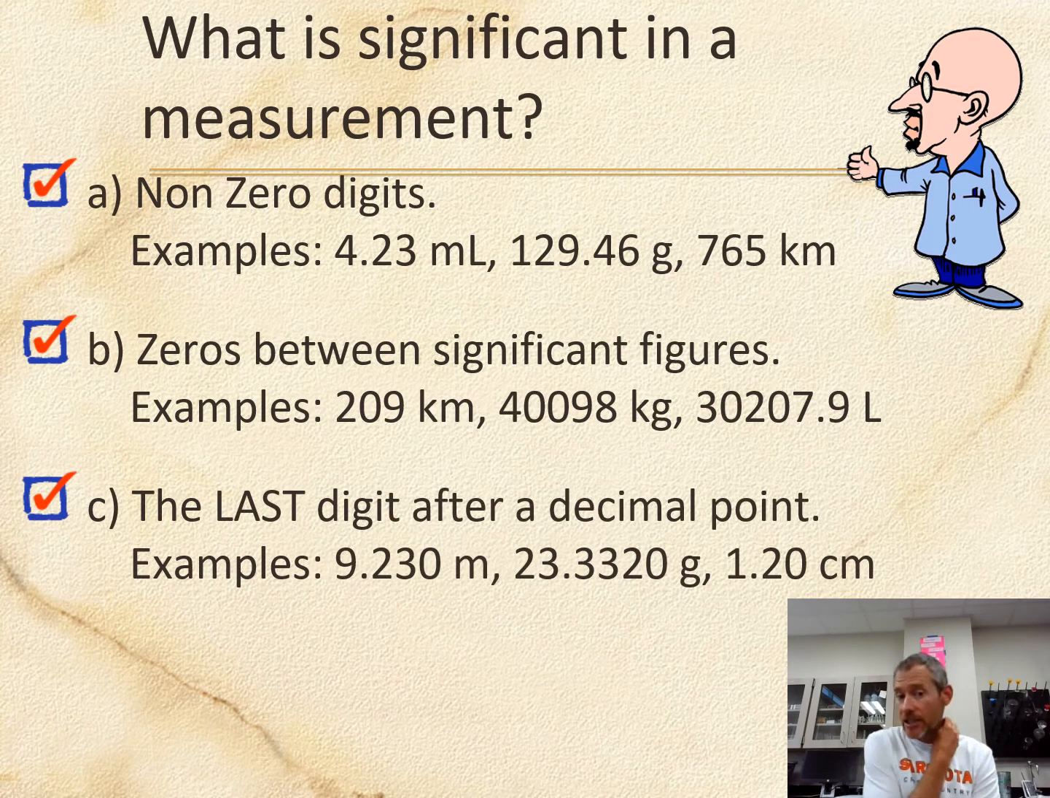The last digit after a decimal point is significant. So these are estimates at the end. For example, if you measured 1.2 centimeters and it was right on the line of 1.2, you have to add the 0 to make the value an estimate, and that makes it significant. So those zeros after the decimal and after the numbers are significant.